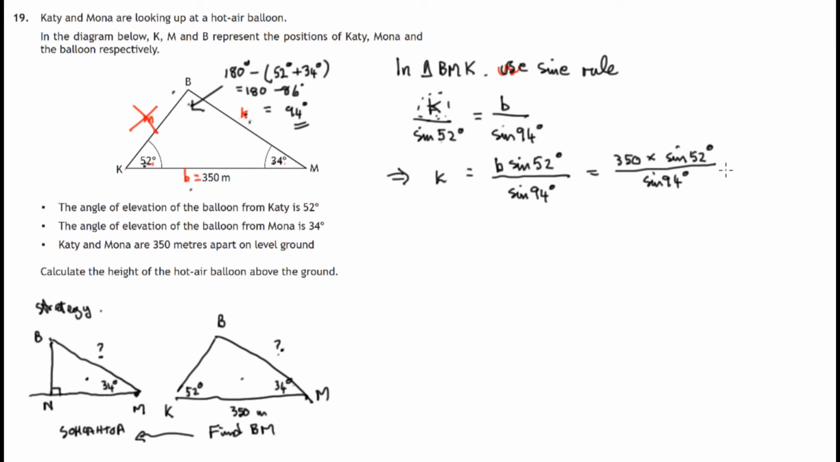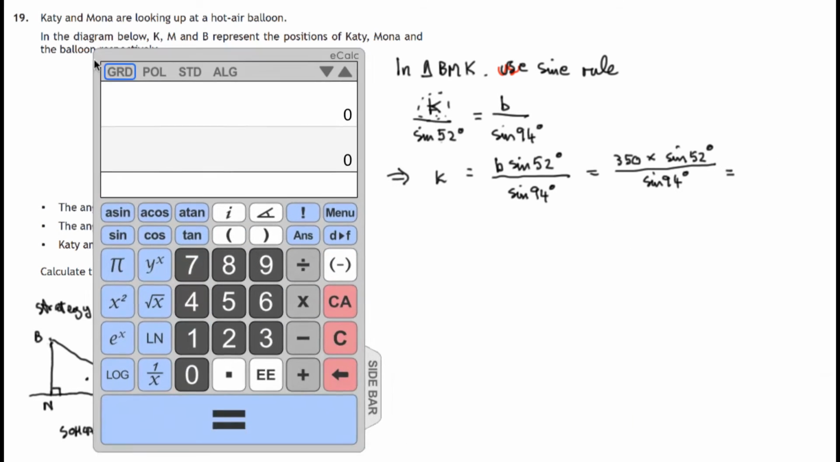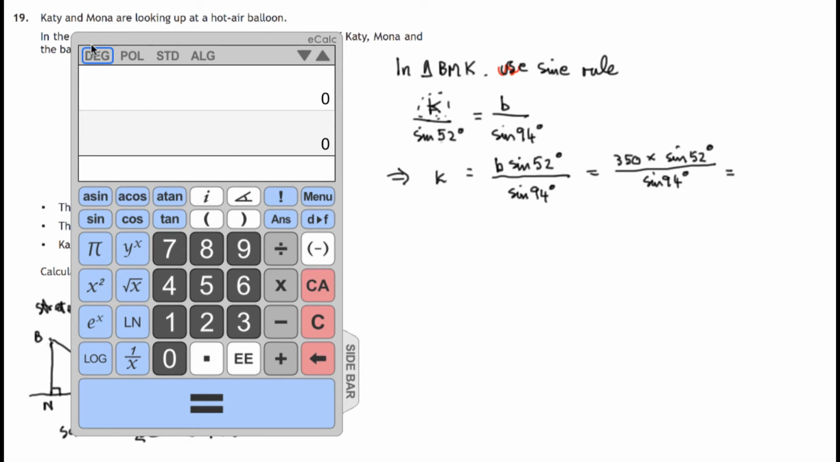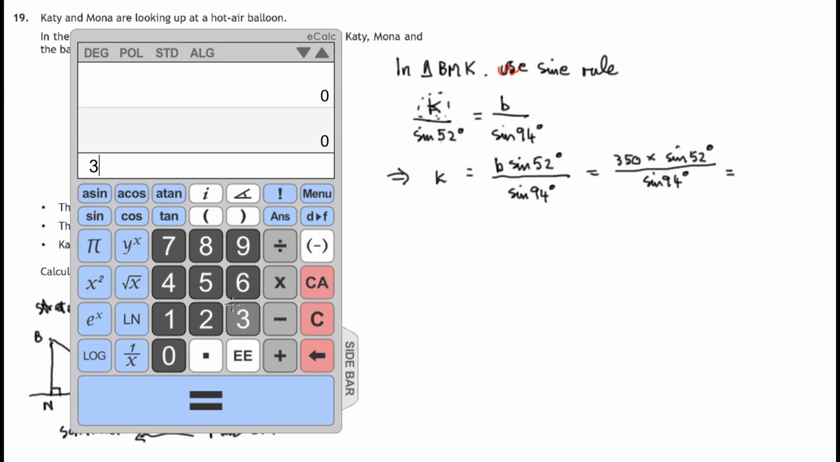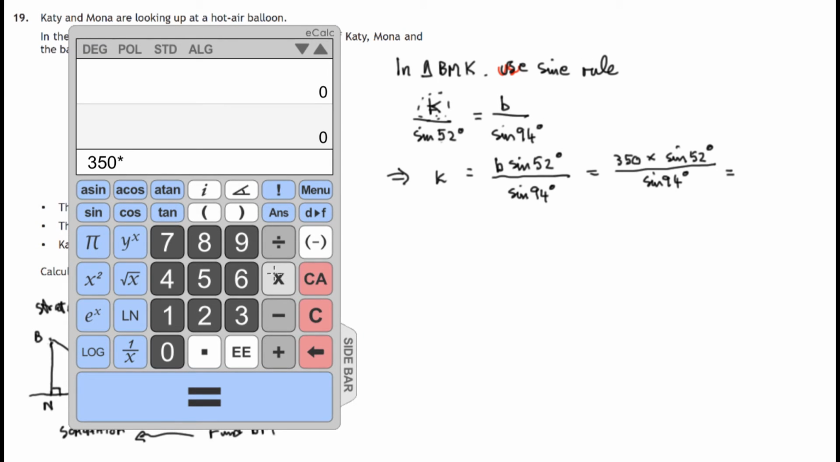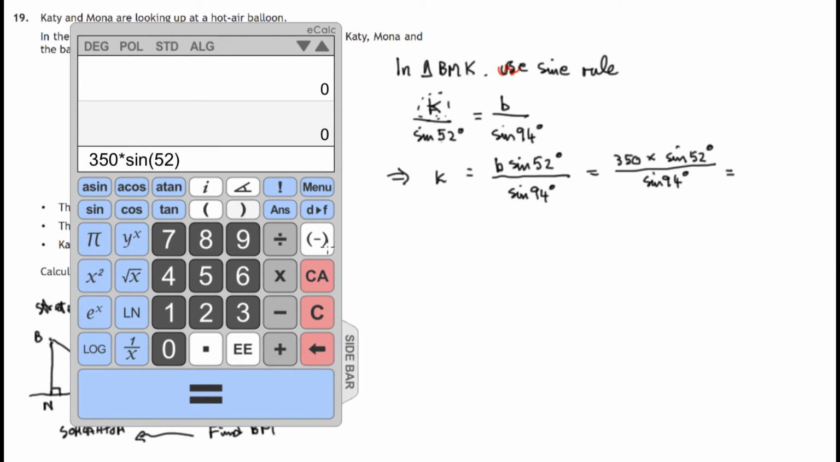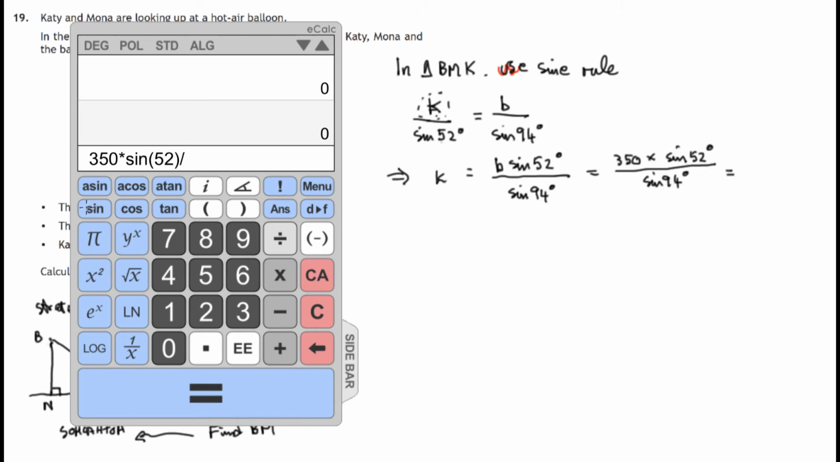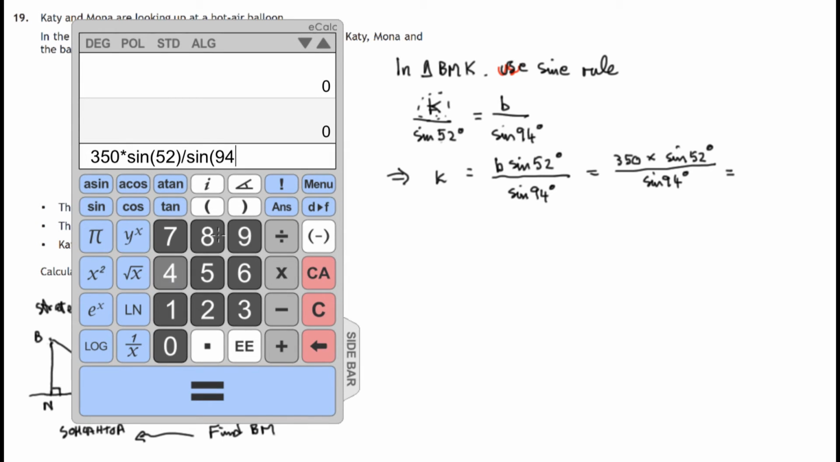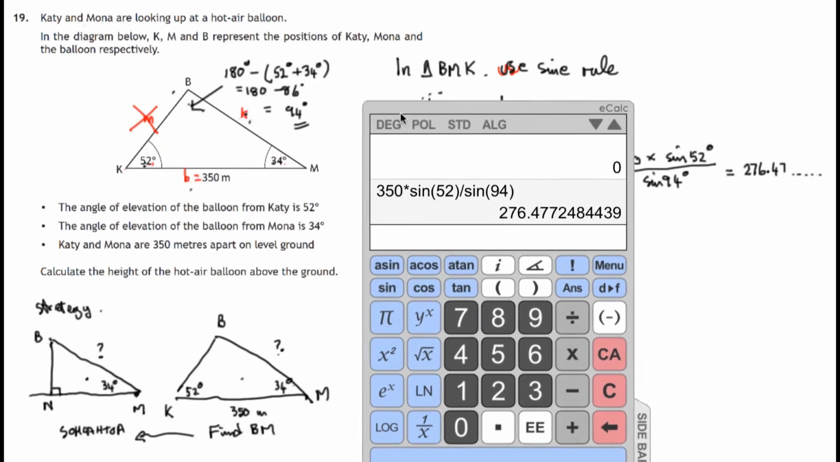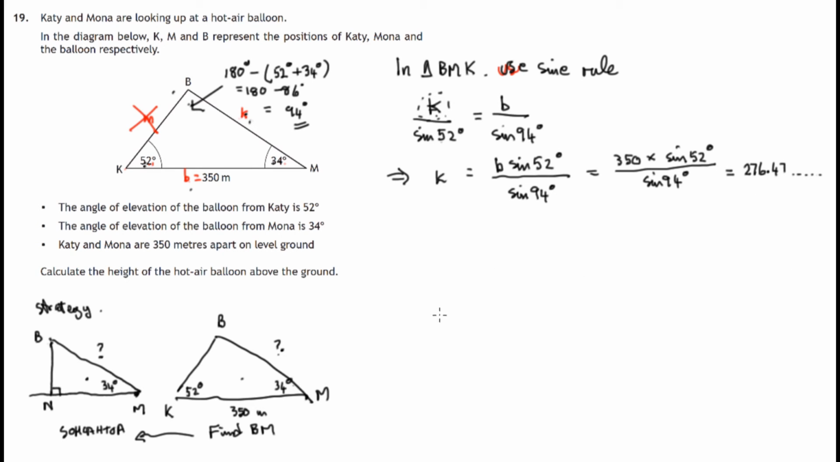So let's do that. Grab our calculator and make sure you're working in degree mode, otherwise the sines will not work out correctly. So 350 times sine of 52 divided by sine of 94. And that all comes to 276.47 and so on. So we know that. We'll keep that on our calculator, we might use it in a minute.